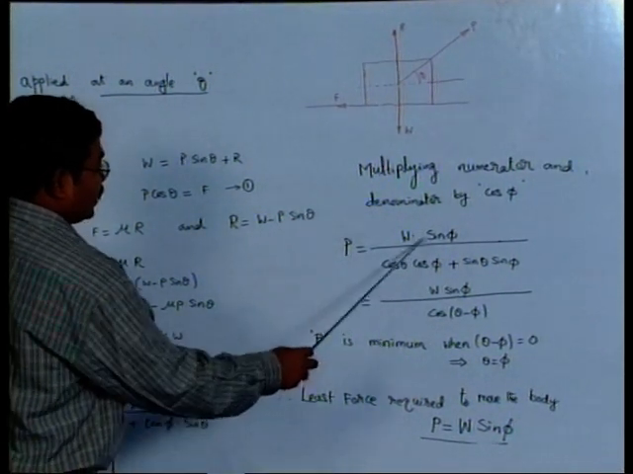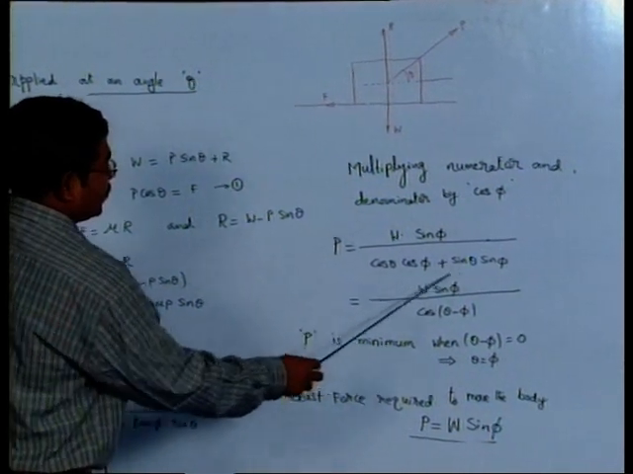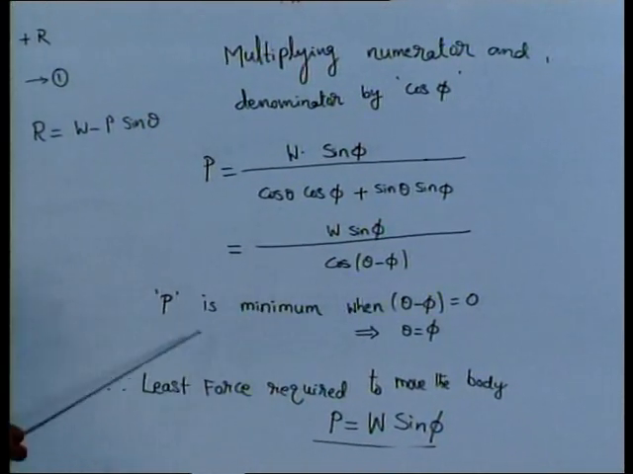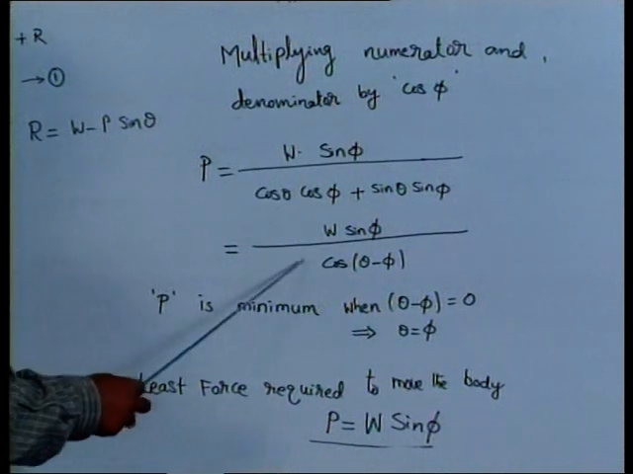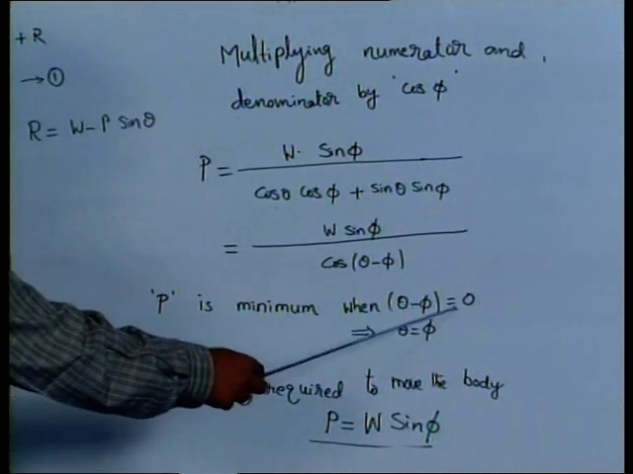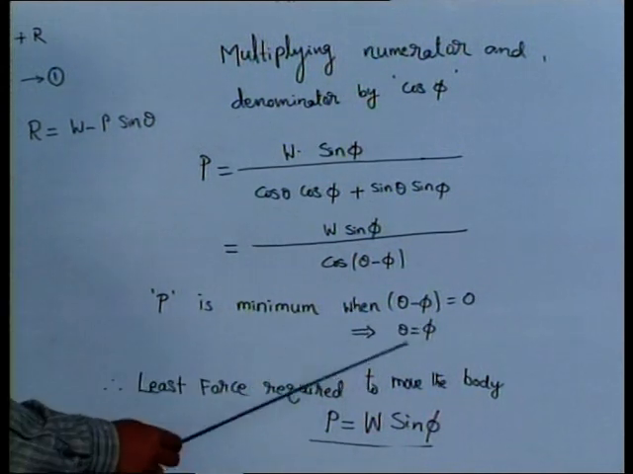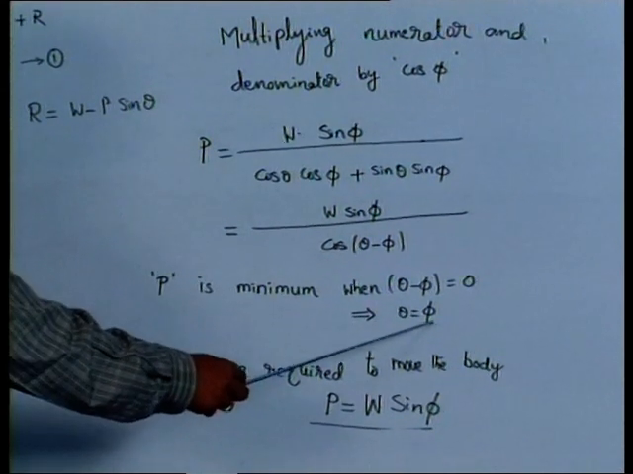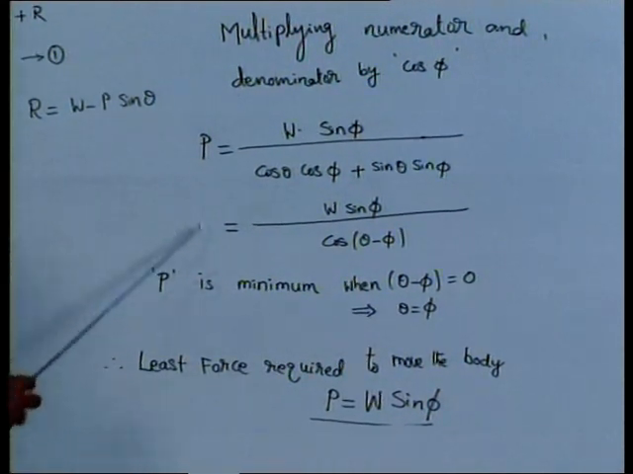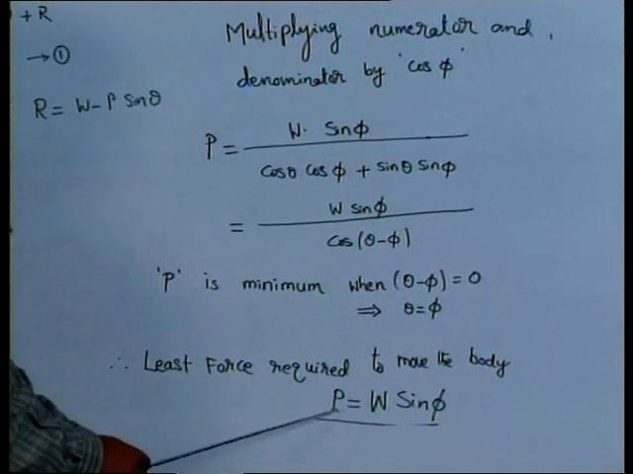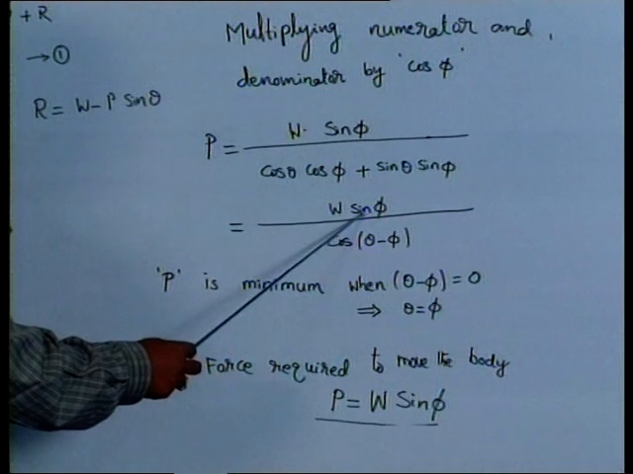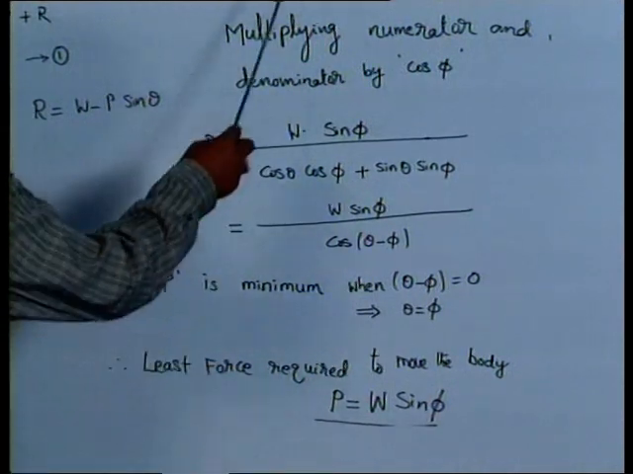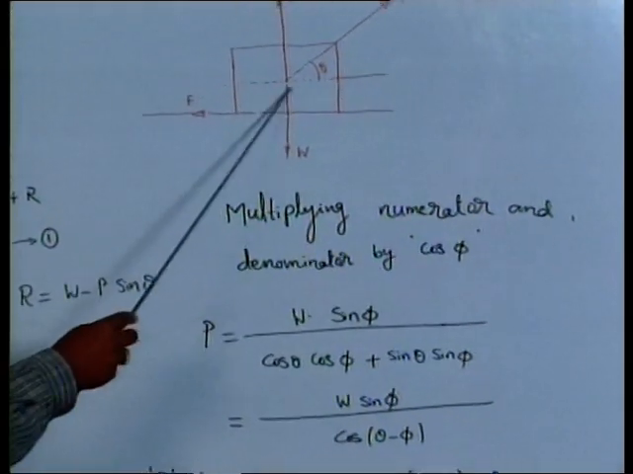From this I can say w sin phi divided by, instead of this one I can write cos theta minus phi. So, this is the formula, and here this P is minimum when this theta minus phi becomes 0, because cos 0 is equal to 1. So, therefore, for this condition, when theta minus phi is equal to 0, I can say theta is equal to phi. So, for the least force P is equal to w sin phi, because theta is equal to phi is the condition. Therefore, P is equal to w sin phi is the minimum force required to pull the body in the rightward direction.